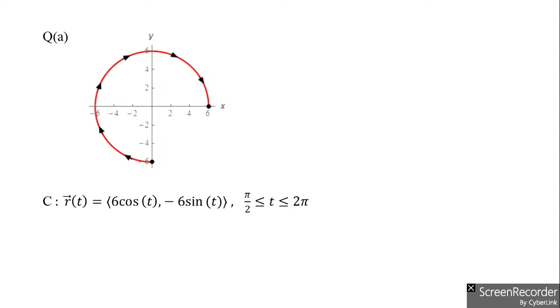Let's go to question A. Let's start off with a quick sketch of the curve for this part of the problem. And this is the sketch. Then here is the parameterization for this curve. We get x is 6 cos t and y is -6 sin t.